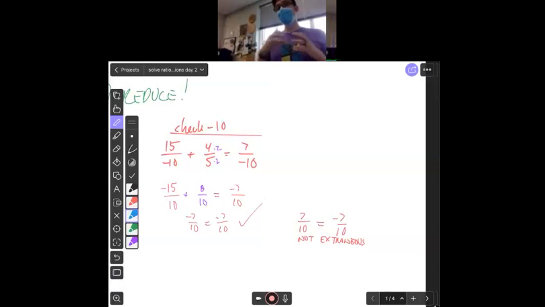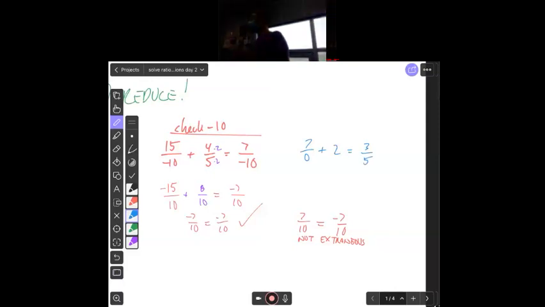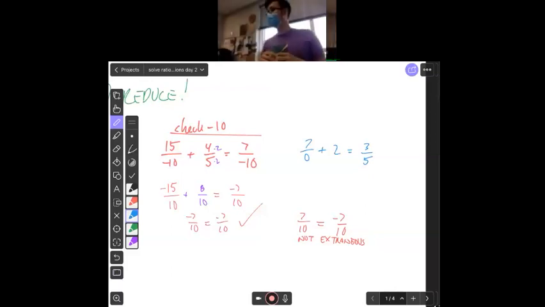Extraneous comes from the denominator. We're not allowed to divide by 0. If we get 7 over 0 plus 2 equals 3 over 5, you plugged your answer in and made the denominator of one part of the problem 0. That's an extraneous solution because we cannot divide by 0. This undefined value here, that would make the problem extraneous.